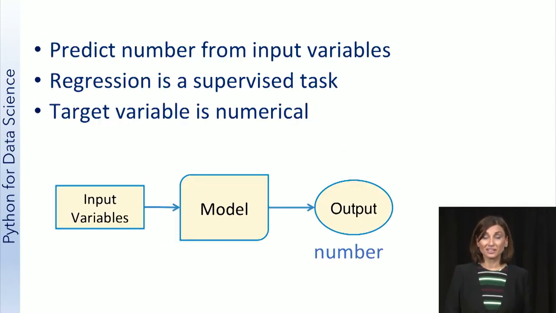In summary, in regression, the model has to predict a numeric value corresponding to the input data. Since the target is provided for each sample, regression is a supervised task. The target is always a numerical variable in regression. Next, we will discuss a specific algorithm to build a regression model.